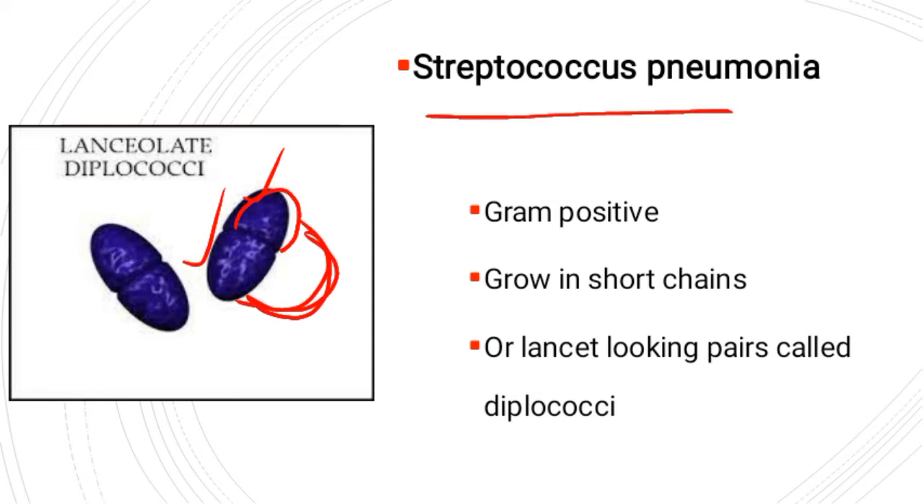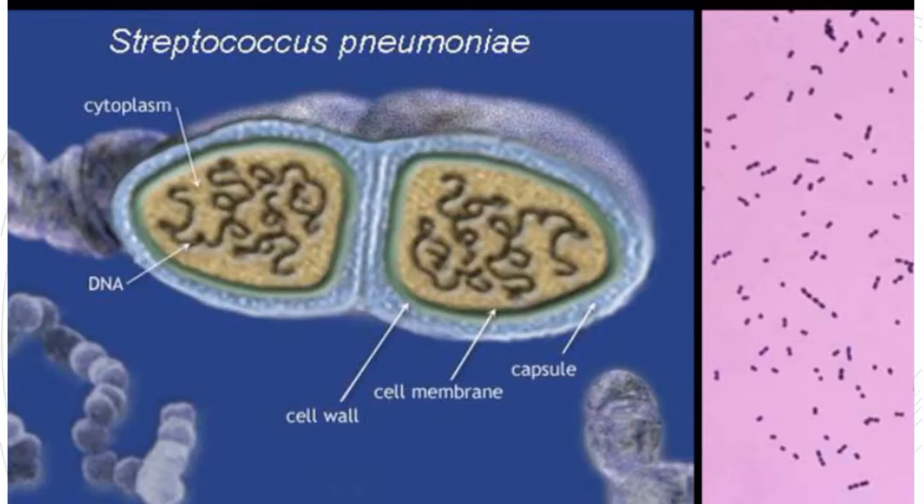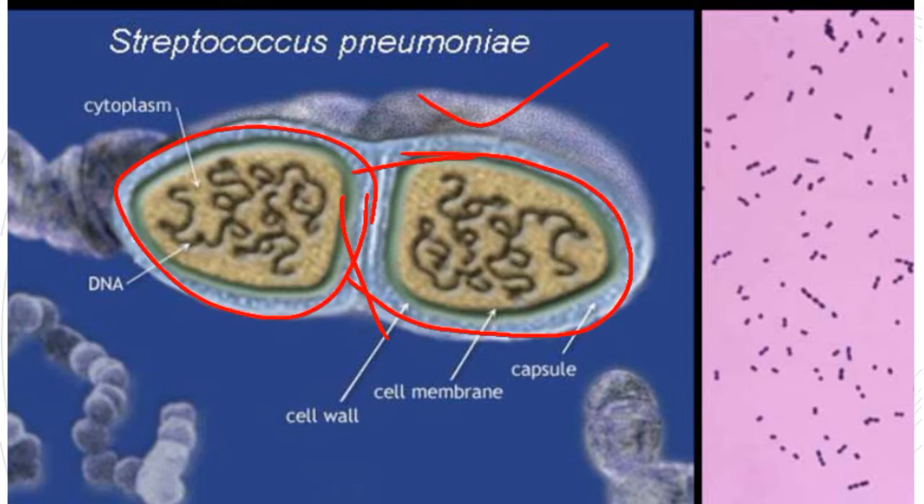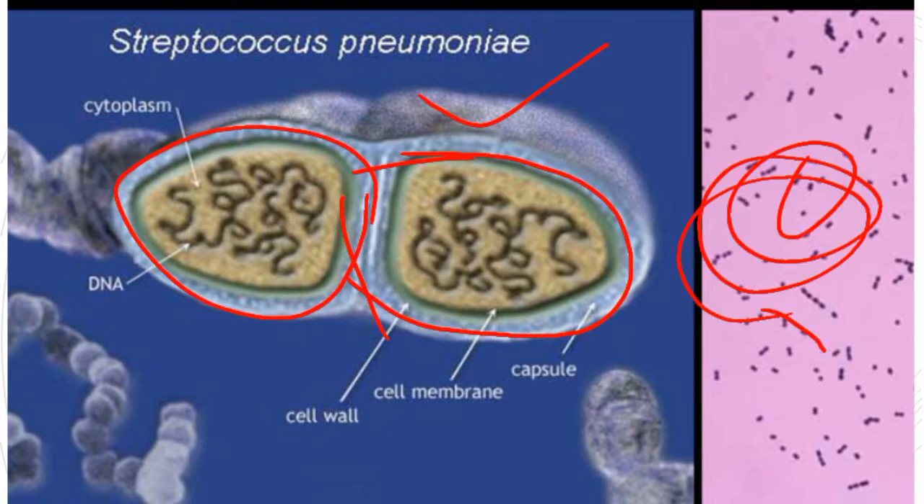So, what is the morphology of strep pneumoniae? Strep pneumoniae morphology is lancet shape. As you can see here, oval shaped bacteria that are arranged in pairs are called lancet-shaped diplococci. They're also arranged in small chains, but mostly are diplococci, as you can see here. That was all about its morphology.